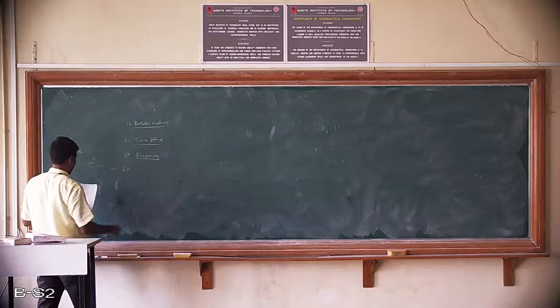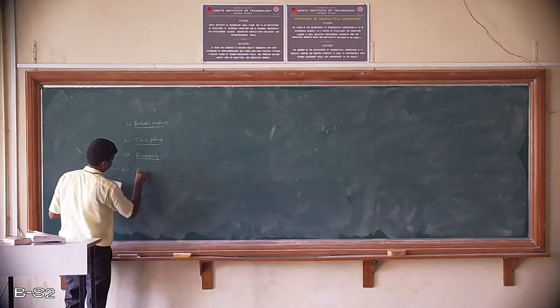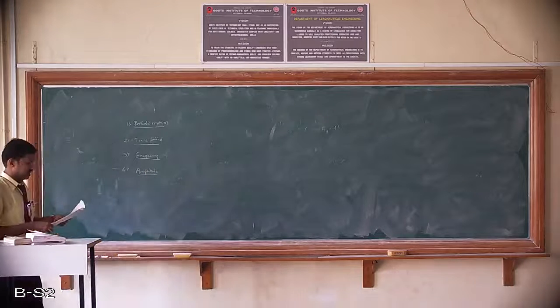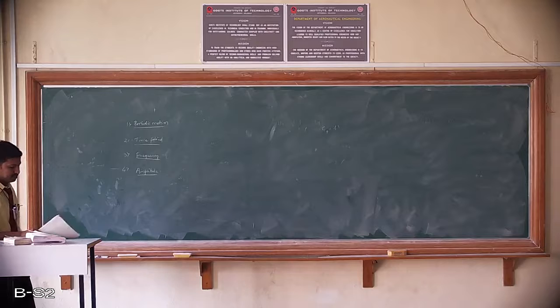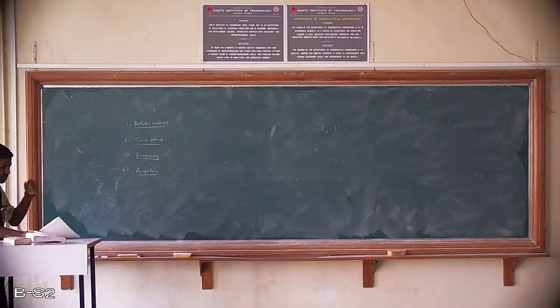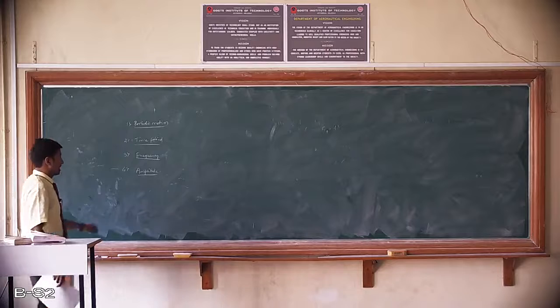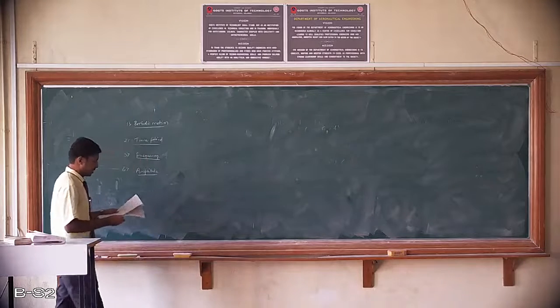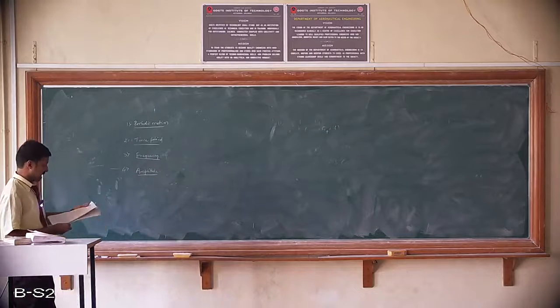Fourth one is amplitude. So what is the definition of the amplitude? The maximum displacement of a vibrating body from its equilibrium position is called as amplitude.